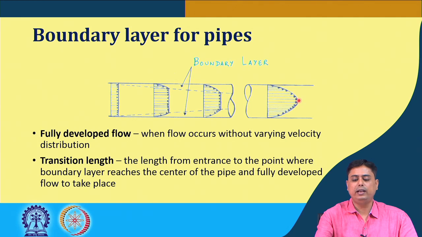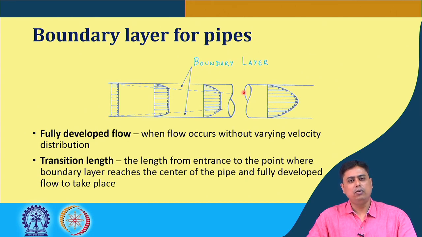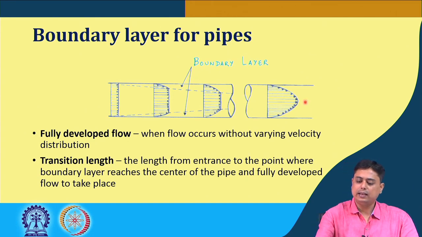So, here in the fully developed profile, the boundary layer basically coincides at this center plane from both the sides. So, from this side it goes like this, and from the top it comes up like this, and it coincides at the center, and then the velocity profile gets like this. So, in fully developed flow, when the flow occurs without varying velocity distribution, we typically call such a scenario fully developed flow, that is here.